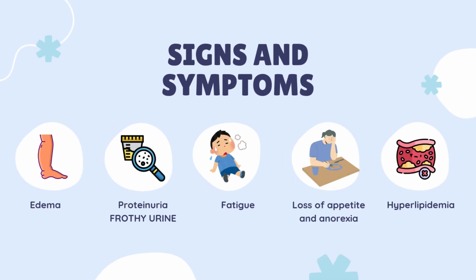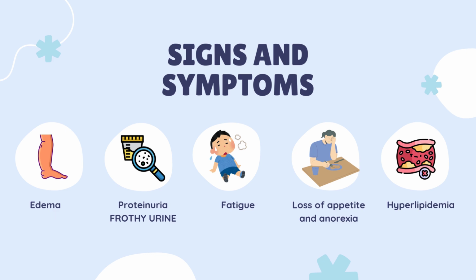So what are the signs and symptoms? We can have edema, where there'll be excess fluid in the body tissues. This edema can either be in the face or periorbital region, especially in the morning, but it can also be in the legs, the ankles, the labia, and the scrotum.